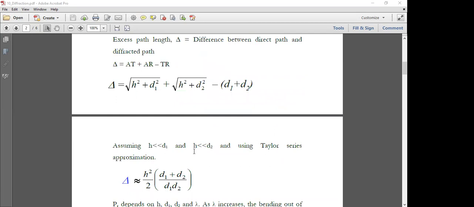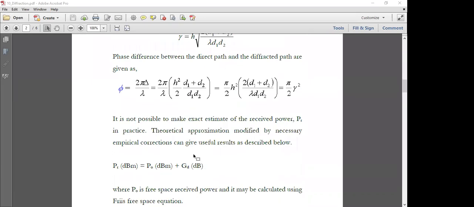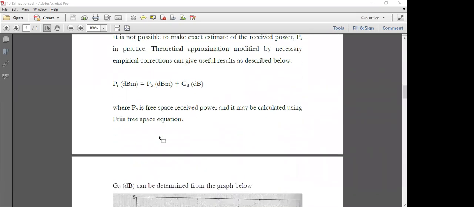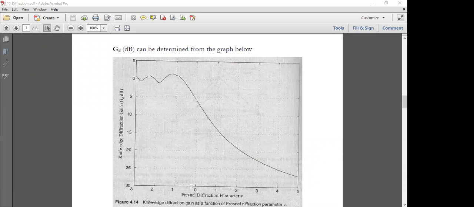But if it is subtractive, because of the phase difference, if the diffracted ray is reducing the signal, then it will be less than P naught. So depending on the value of H or the value of nu, you will have sometimes more than P naught or less than P naught. We can expect some ripples here around the zero level, which indicates a value equal to P naught. But around that, you have positive or negative values depending on nu.